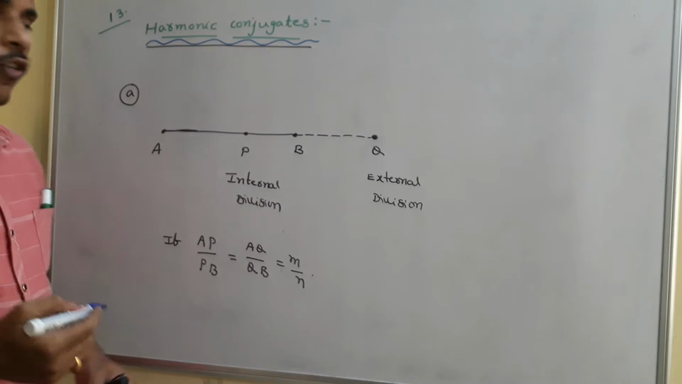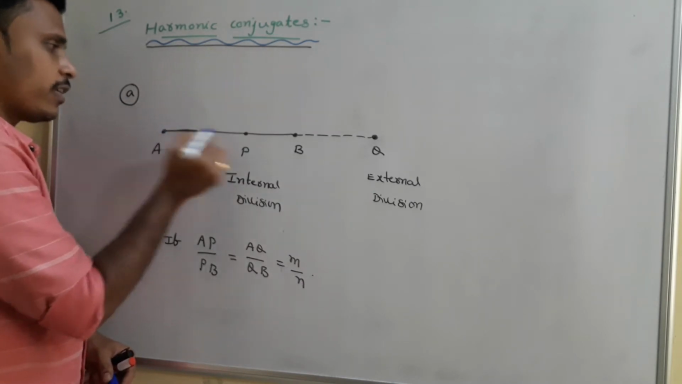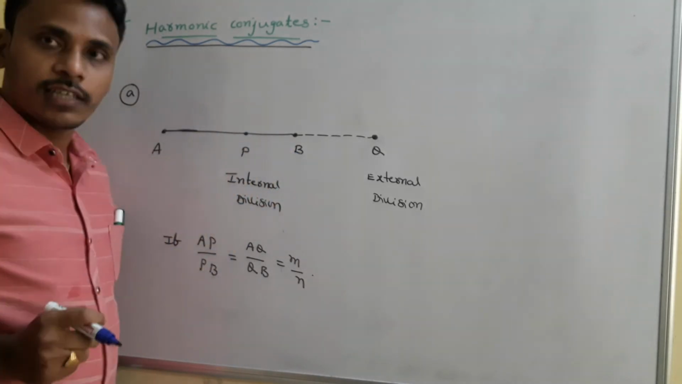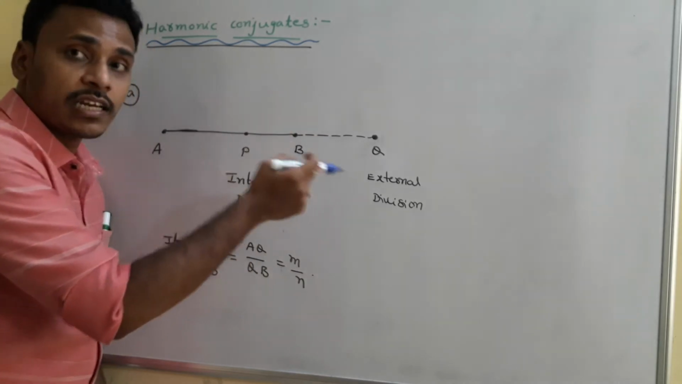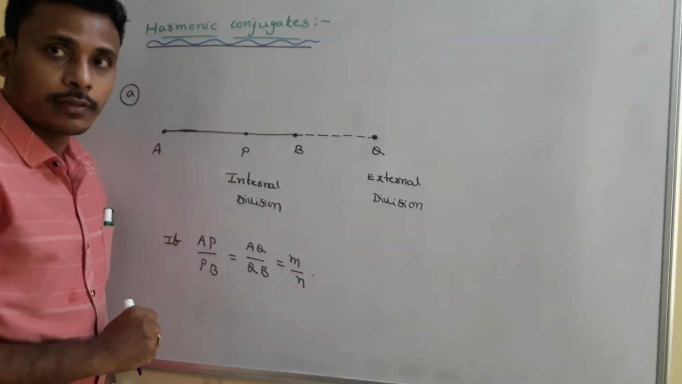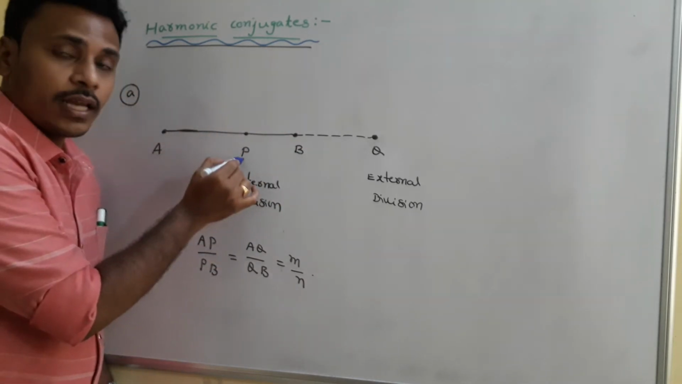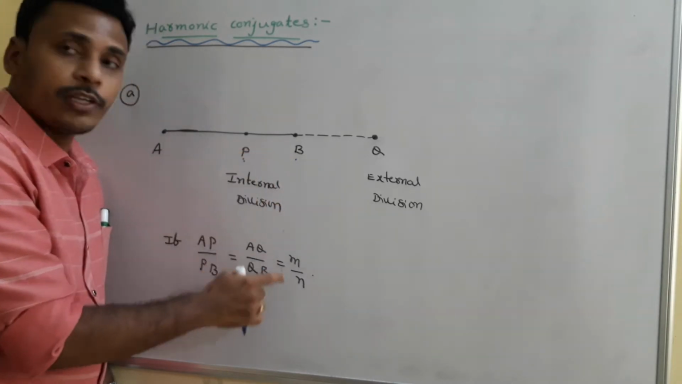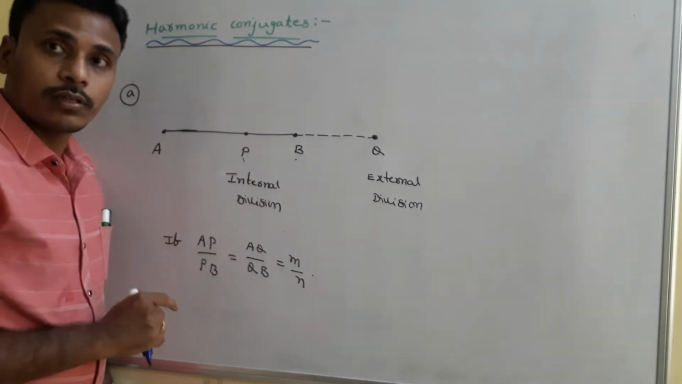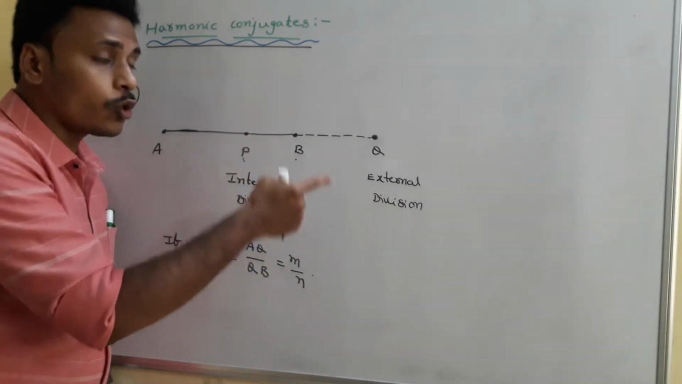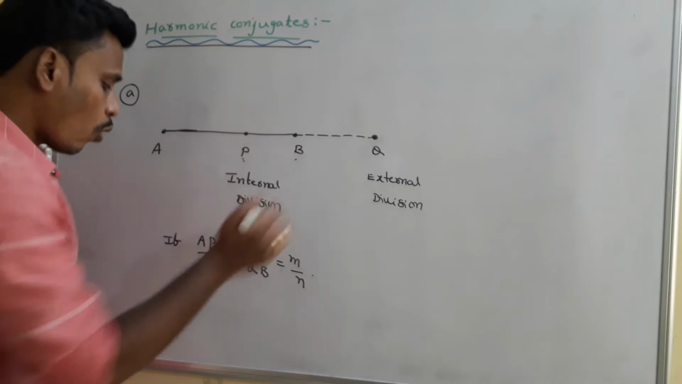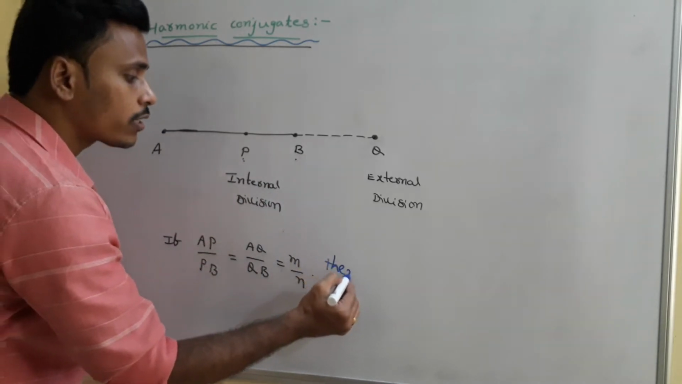So suppose AB is a line segment. P is the internal point on the line segment AB and Q is the external point of the line segment AB. P is dividing AB in the ratio m is to n, and Q is also dividing AB in the ratio m is to n. So these P and Q are called harmonic conjugates of AB.